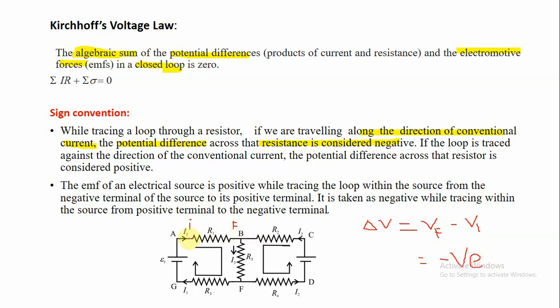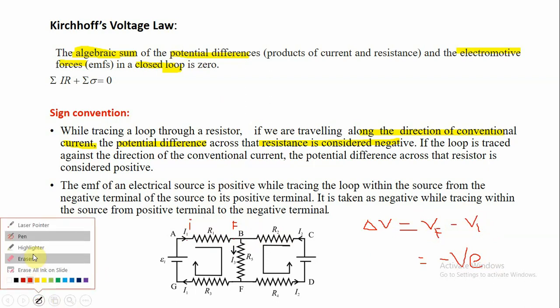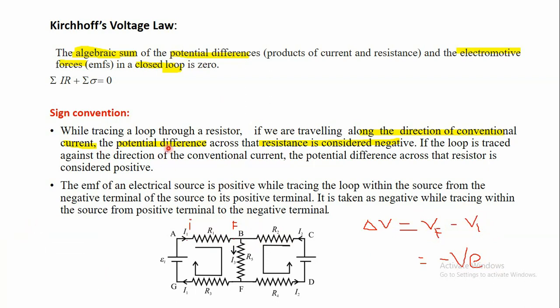Since current travels from high potential to low potential, and we are finding the potential difference across this resistor from final to initial, when I do V final minus V initial, we subtract low potential from high potential, and it comes out negative. It is as simple as that. So while tracing a loop through a resistor, if we are traveling along the direction of conventional current, the potential difference across that resistance is considered negative.